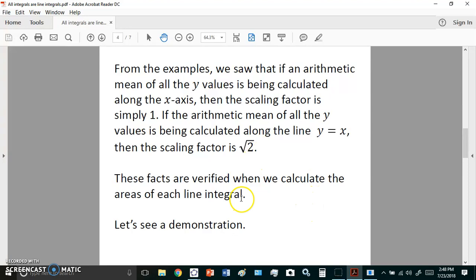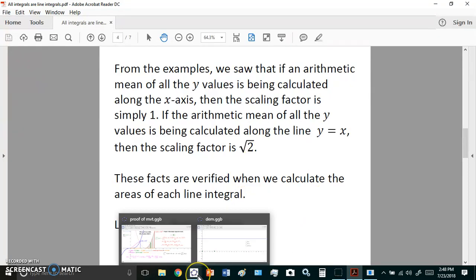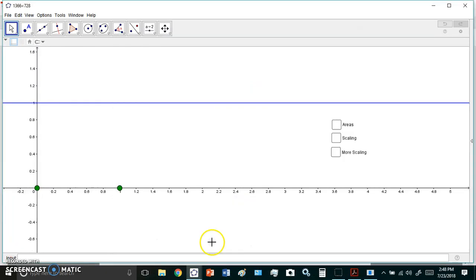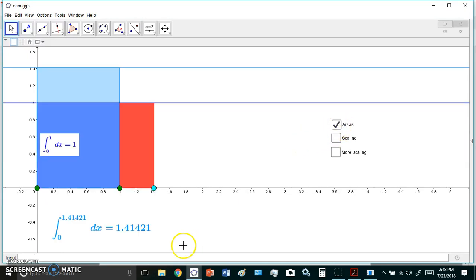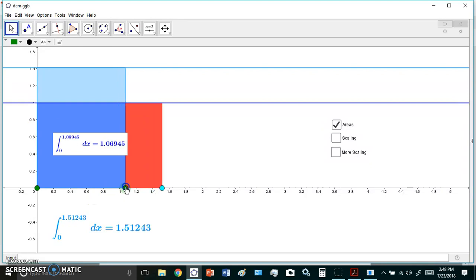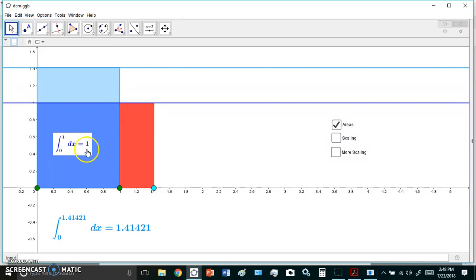And these facts are verified when we calculate the areas of each integral. So let's see a demonstration. All right, so this is the line y equals 1, or f of x is equal to 1, and let's look at the areas. So we'll see that this area here is just 1, right? And if we move this anywhere else, it's always the area of this particular blue block here.